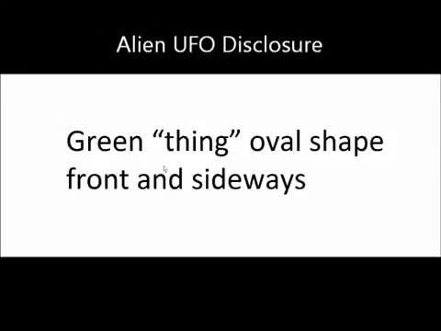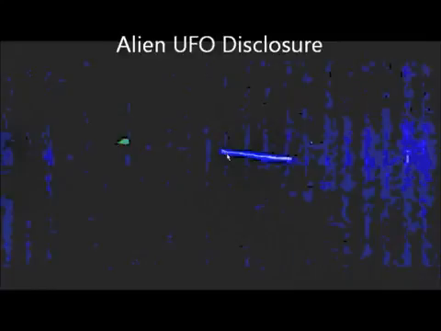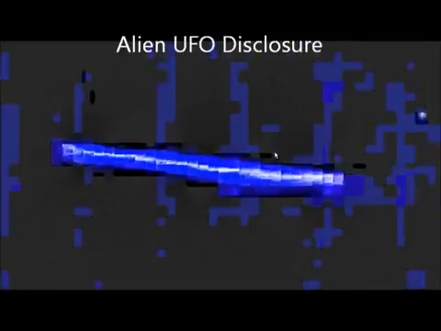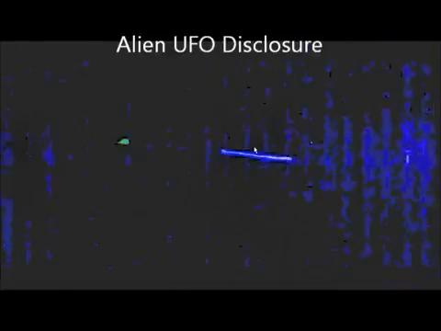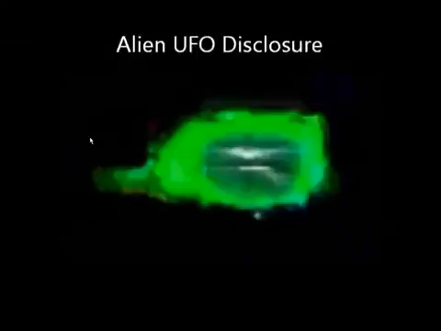Then we have green objects with oval shape front and sideways. This one. And blue ones. And as you can see, the blue one looks like a fish or an eel, skeleton of an eel. The blue one reminds me also of a deep sea fish. See? Nice, colorful.